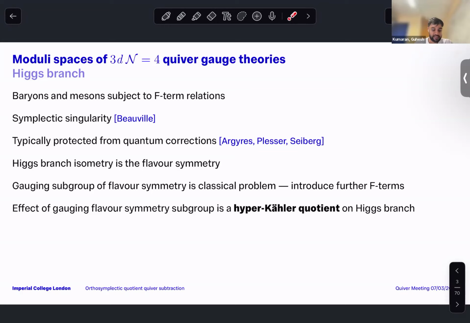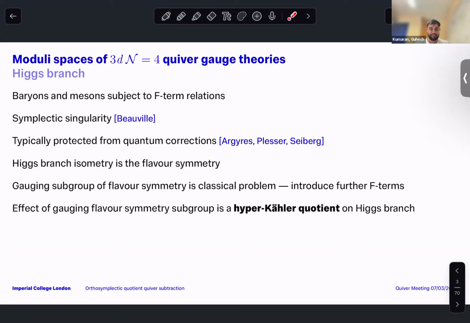As a variety, the Higgs branch is a symplectic singularity, and there is a global symmetry this branch enjoys, which is the flavor symmetry. Now, if I take a theory and I want to gauge a subgroup of this flavor symmetry, all I do is introduce further F-terms, right? So this is, again, just classical physics. Geometrically, though, this operation of gauging the flavor symmetry is a hyper-Kähler quotient.